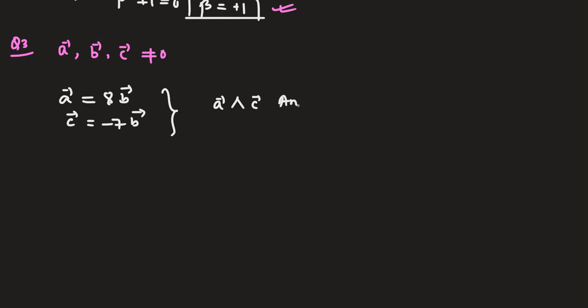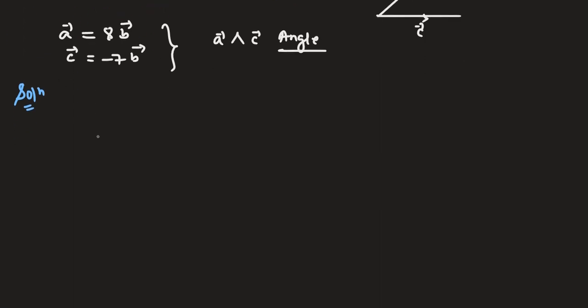We have to find the angle between a vector and c vector. What is their angle? How to find? Very basic level questions you can easily solve if you see the relationship a and 8b.